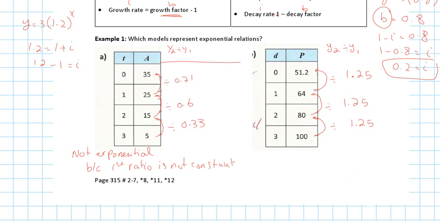So in this case, I know it's exponential because in the table of values, I'm looking at y2 divided by y1.